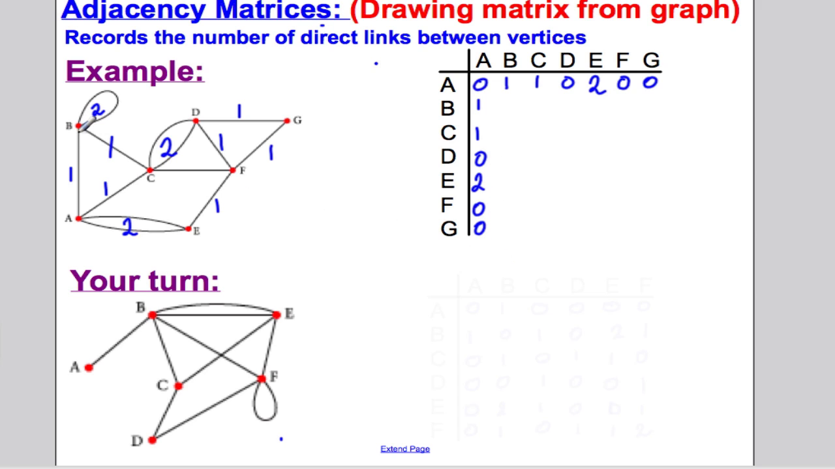Okay, let's go to B. Between B and A we know there is one. Between B and B we've called that 2. Between B and C is 1. Between B and D there's none. Between B and E there's none. Between B and F there's none. And between B and G there's none. And we can copy this down here. 1, 2, 1, 0, 0, 0, 0.